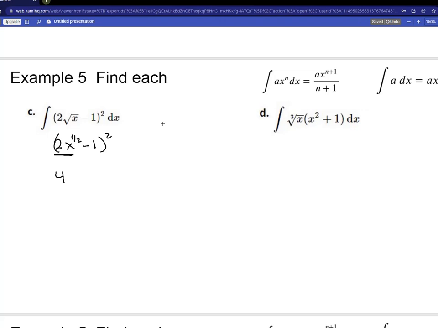Wait, so x to the 1/2 to the... that would... What do I do to the exponents when I multiply them? Oh, you add them. And think about it: this is the square root of x times the square root of x. If I multiply them together, I'm going to get x, right? Yeah.